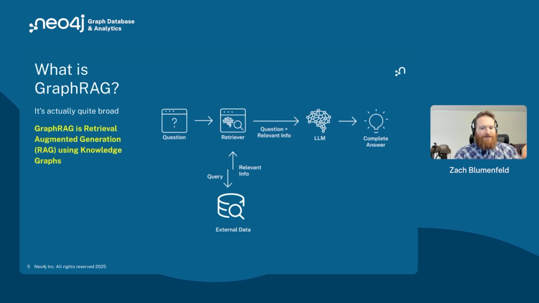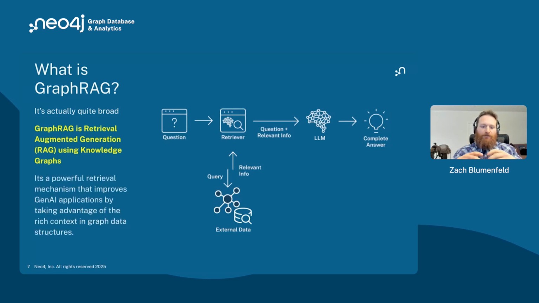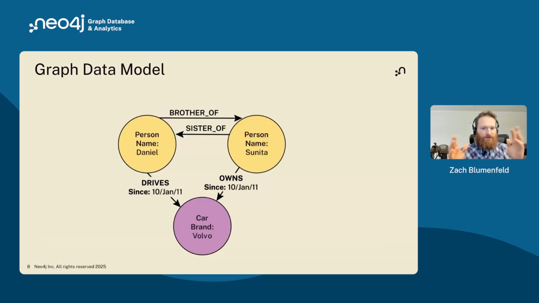All GraphRAG is just putting a knowledge graph somewhere in that process, either to be that external proprietary data set or to be a mapping layer to that external proprietary data set. And it really provides a powerful retrieval mechanism by offering a lot more rich context with that graph structure. And so let's just talk about a graph data model for a second so we can lay the groundwork there, and hopefully this point comes across a little clearer.